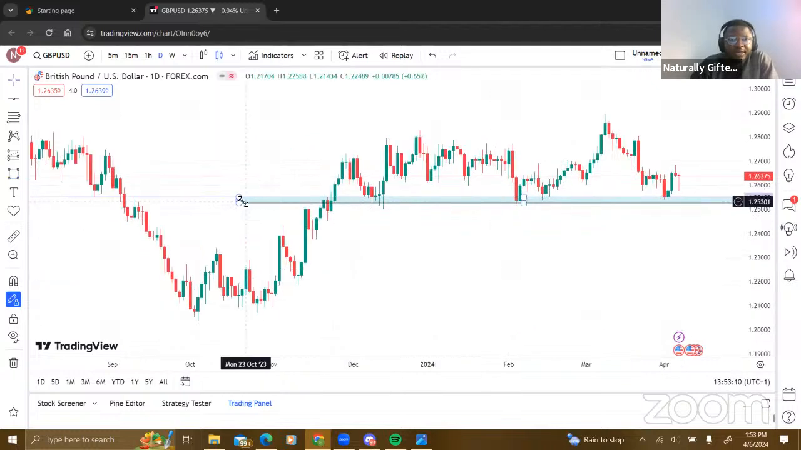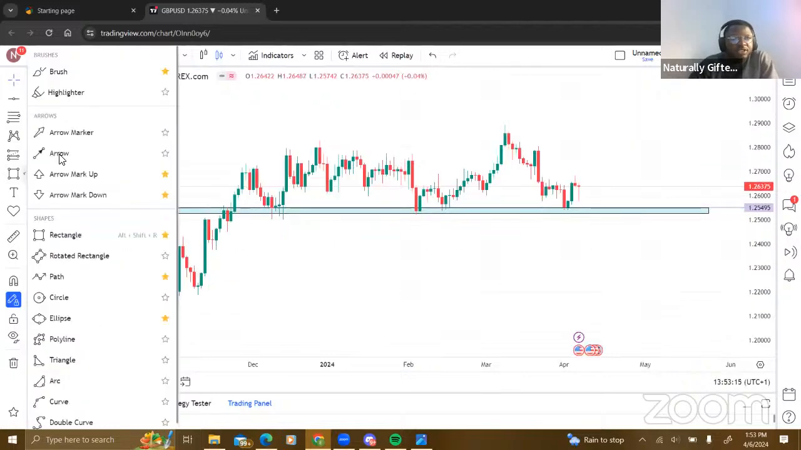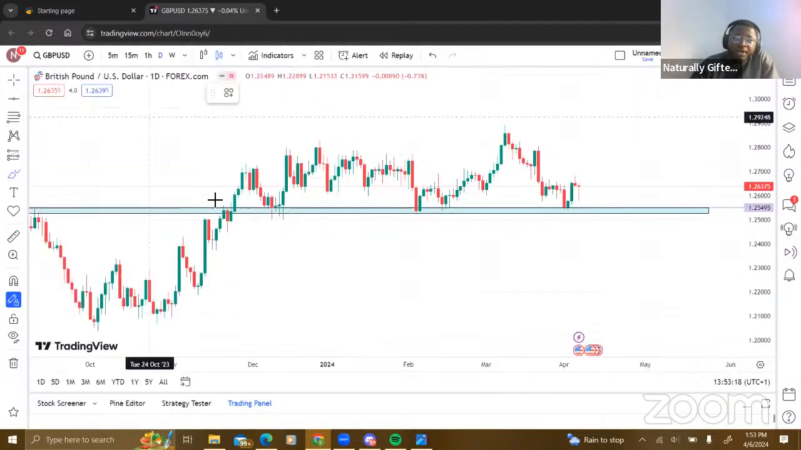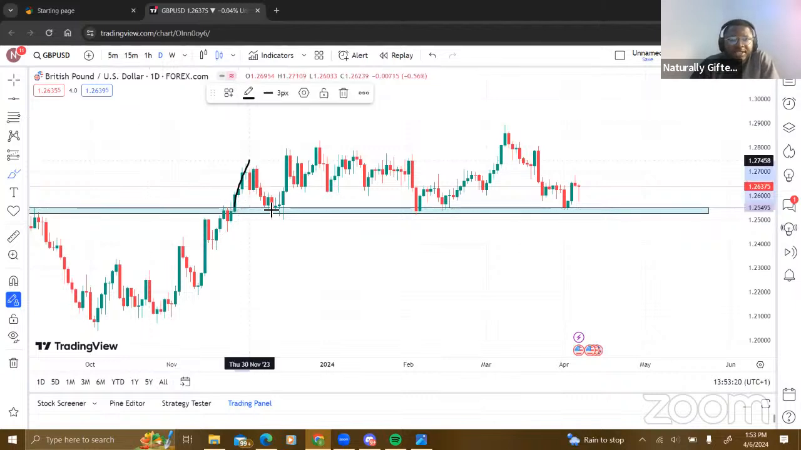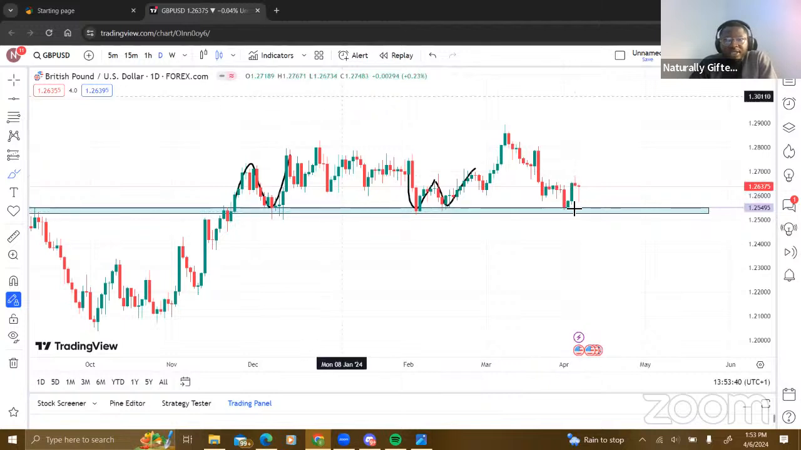If I take this back in time, price came, or GBP USD, please remember, whenever I'm using the word price, I'm talking about that currency. Price came down here, moved up. This was the month of December 2023. It came down here, moved up. This was the month of February 2024. Came down here in the month of February, moved up. Now it came down here in the month of April. It's moving up. What do you think is happening here, ladies and gentlemen? Pivotal areas. This is a pattern.